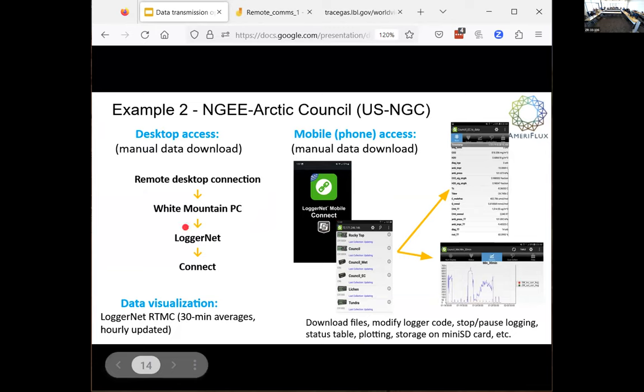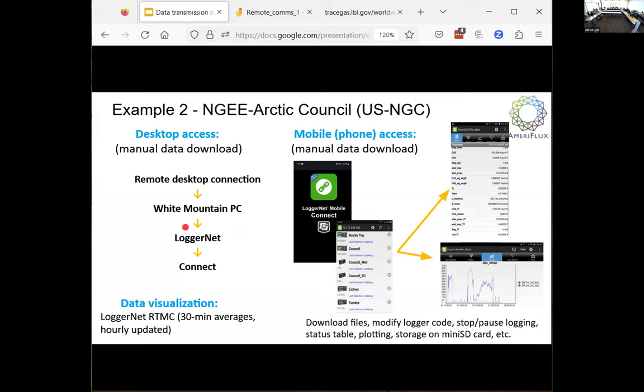And just on the topic of satellite communication, for a lot of sites where there's no cell towers, satellite communication can be a really great way to make a link to your site. There's more and more satellites going up. The costs are coming down tremendously.